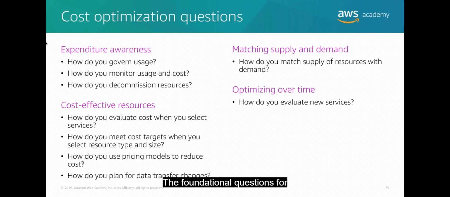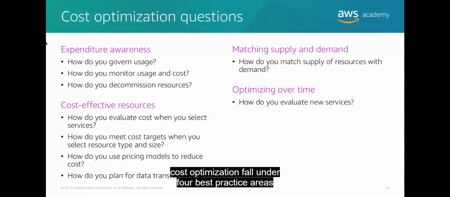The foundational questions for cost optimization fall under 4 best practice areas, known as expenditure awareness, cost-effective resources, matching supply and demand, and optimizing over time.